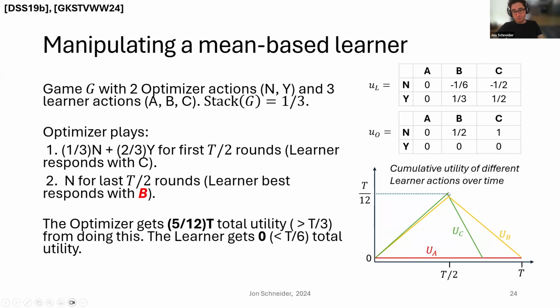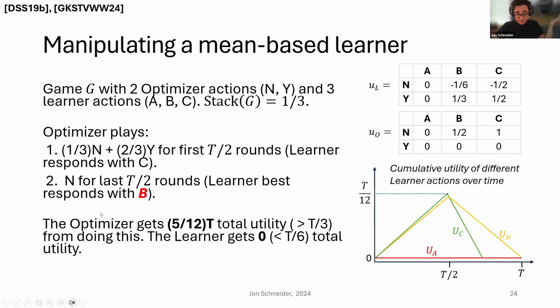Action B and C both do pretty well for the first half of the game, while the optimizer is playing their Stackelberg strategy. But then once the optimizer switches, there's some momentum built up. The learner does not immediately realize that the optimizer switched to only playing action N, and actions B and C both still look pretty good in hindsight. And it turns out that action B is the optimal action for the second half of the game.